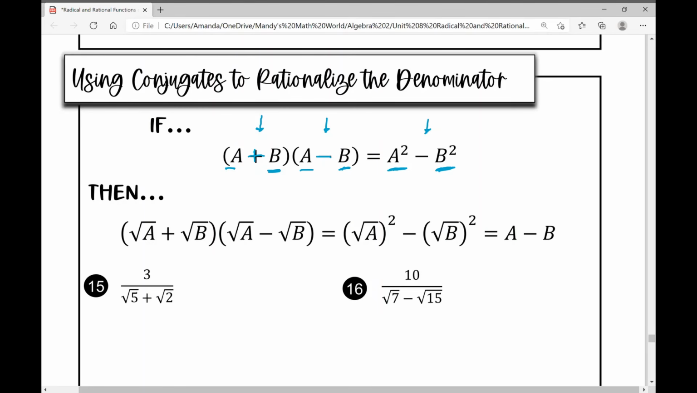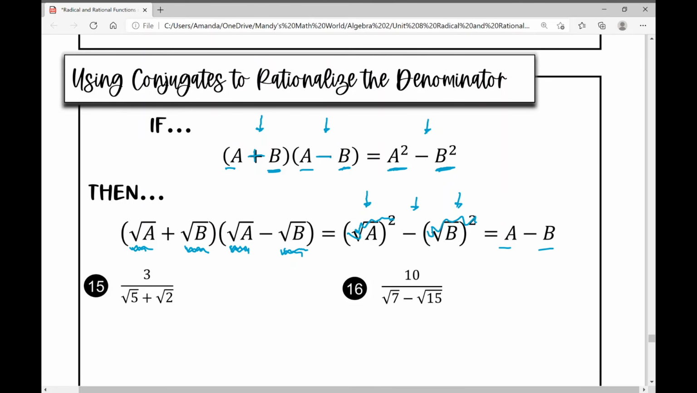So if I look at that from a radical perspective, if I have the square root of a plus the square root of b times the square root of a minus the square root of b, then I'll end up getting the square root of a squared, which is right here, minus, there's my difference, the square root of b squared. So if I were to simplify, remember the square root of something squared, what happens to that radical? The radical and the exponent, they cancel each other out, right? So these two things cancel each other out, and I'm just left with a minus b.